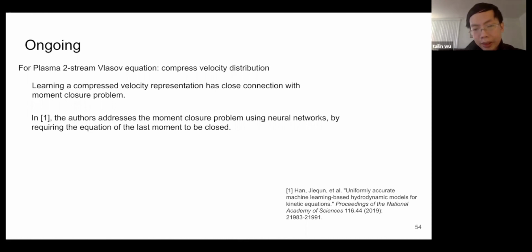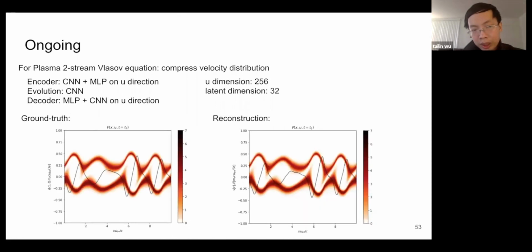And in here, we are also planning to do something similar, in which we can specifically encode some first and second moments, like the rho and the j, and then we learn some generalized moments, and then also enforce that it is closed and it can evolve self-consistently.